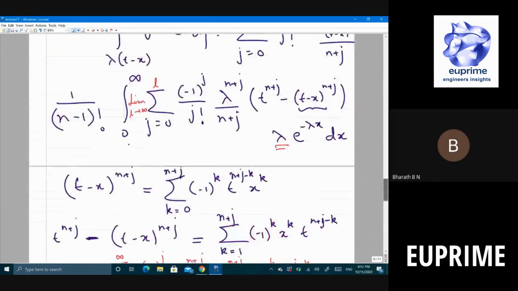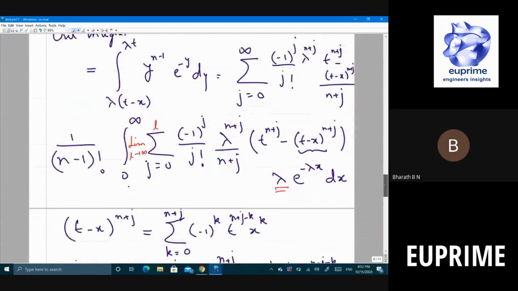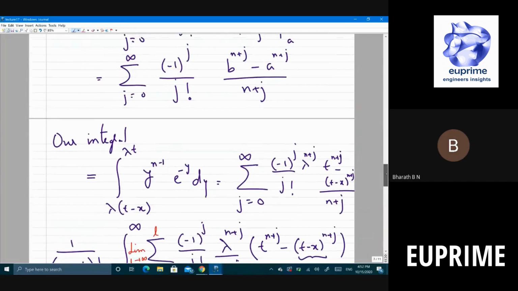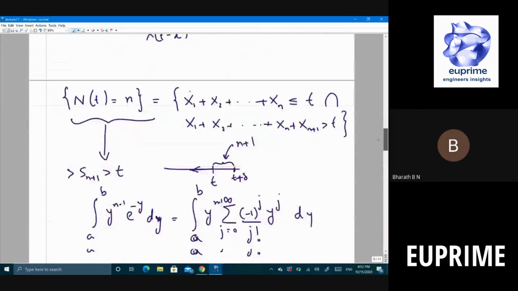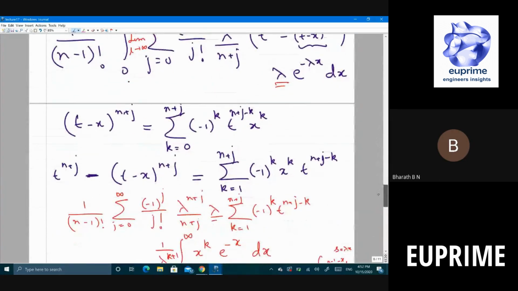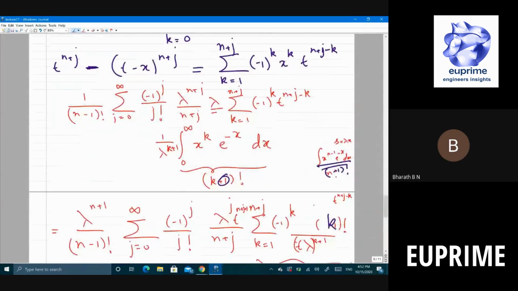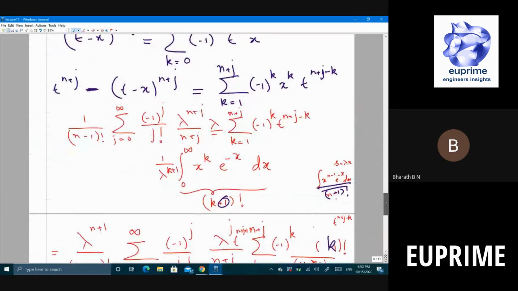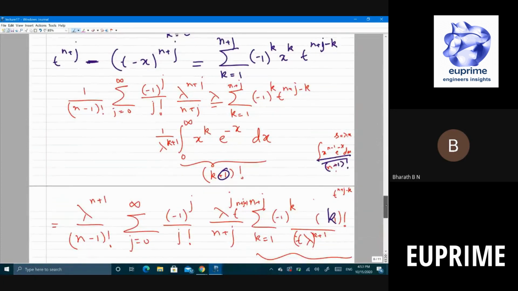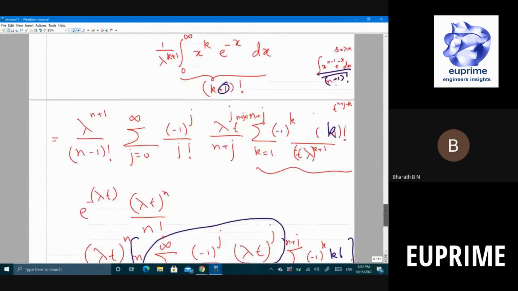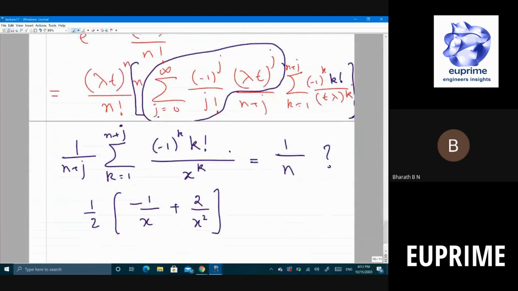Okay, I think I goofed up somewhere. Otherwise, I'm 100% sure we should get the answer. I have goofed up somewhere. Did I take one hour in my lesson? Yes, I took that, so this is fine. There should be some factorial, right? So where is that factorial? X power k, t power n plus j minus k. Seems to be correct. Everything seems to be correct.